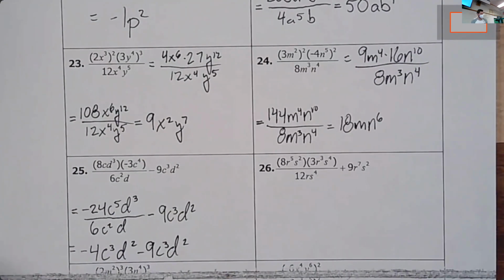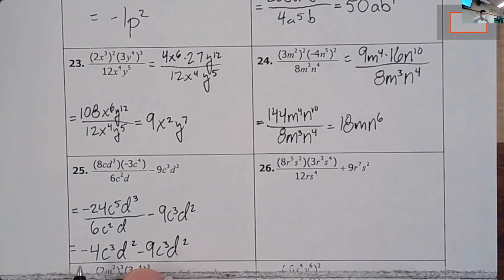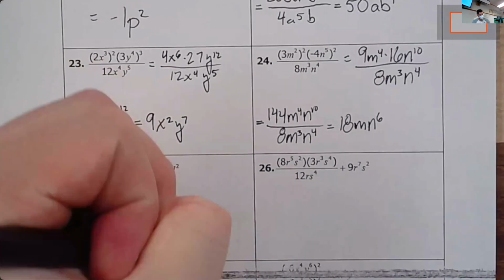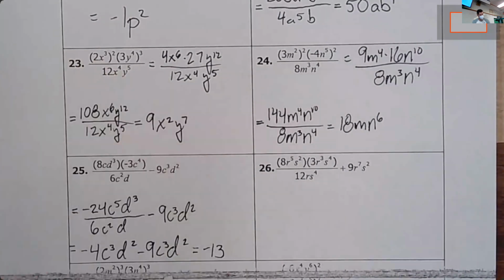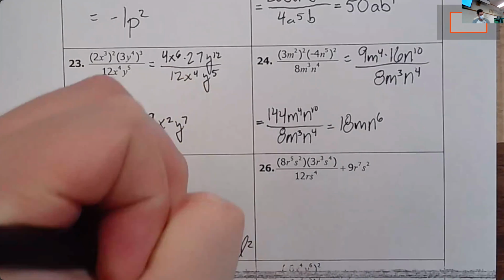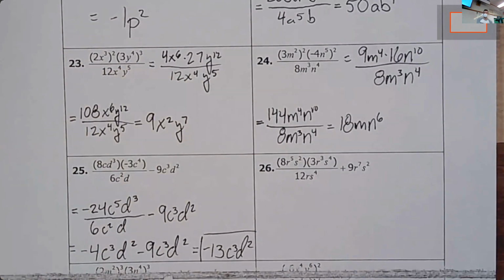So we do end up with like terms here because we have c to the 3rd d squared with both of those. This final step, though, when you combine like terms, do not change the variables or the exponents in any way whatsoever. We're not adding exponents. We're not subtracting exponents. When you're combining like terms, you're just dealing with the coefficients. So it'd be -4 minus 9, which is -13. So that's -13 c to the 3rd d squared for our answer on number 25.